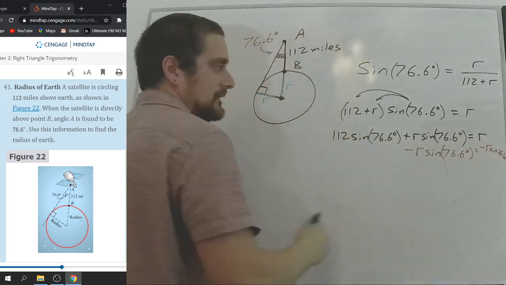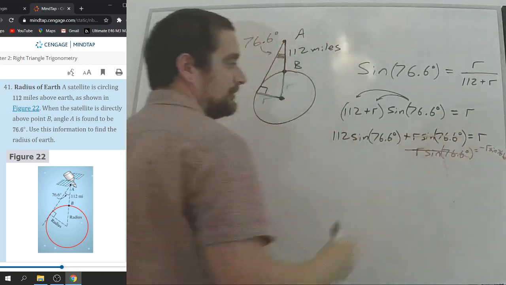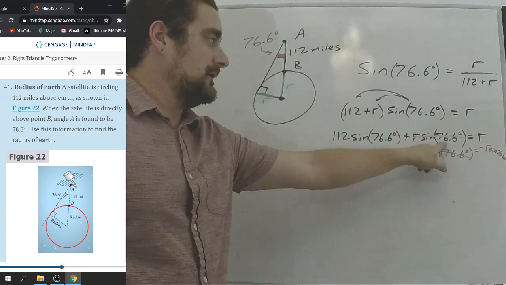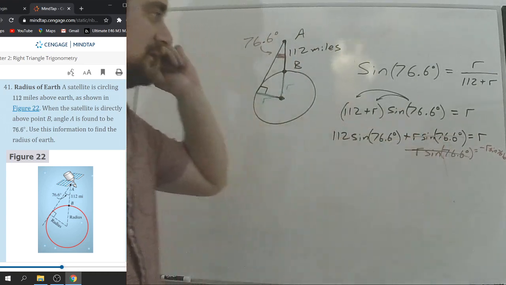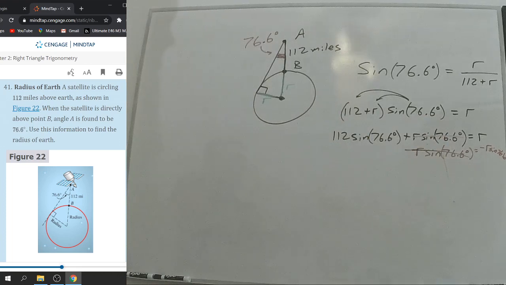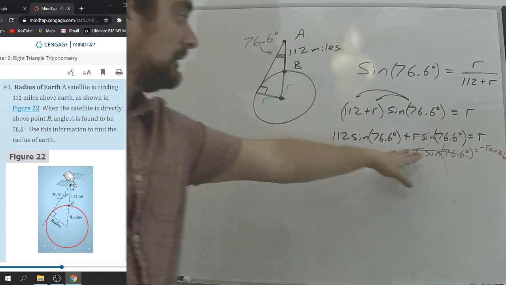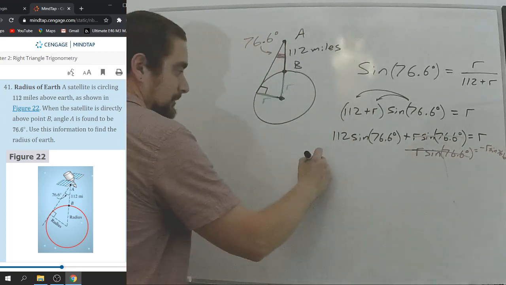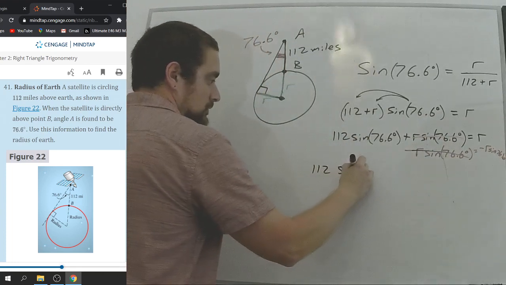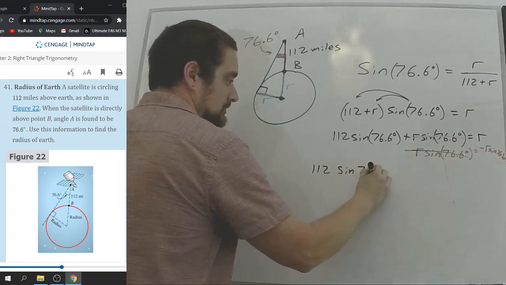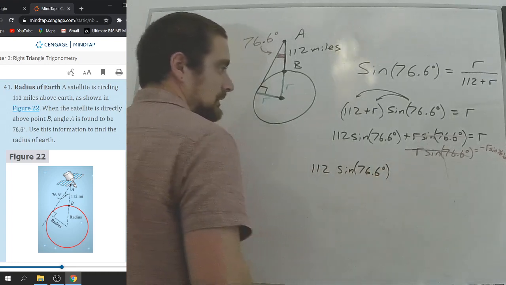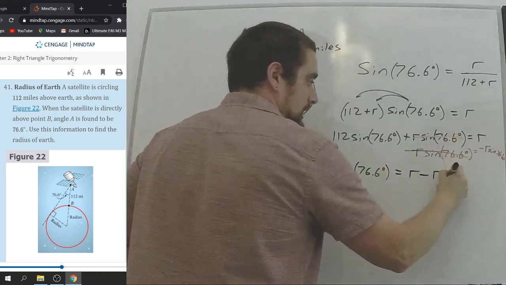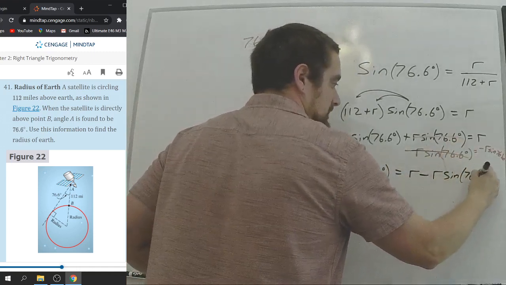I can barely fit it in there on the right, but I want to cancel it out. I can't just subtract R because R is being multiplied by this number. Whatever sine of 76.6 degrees is, it's just some number that I'm multiplying by R. So I'm going to subtract that whole quantity over at once. So I've got 112 sine of 76.6 degrees is equal to R minus R times sine of 76.6 degrees.